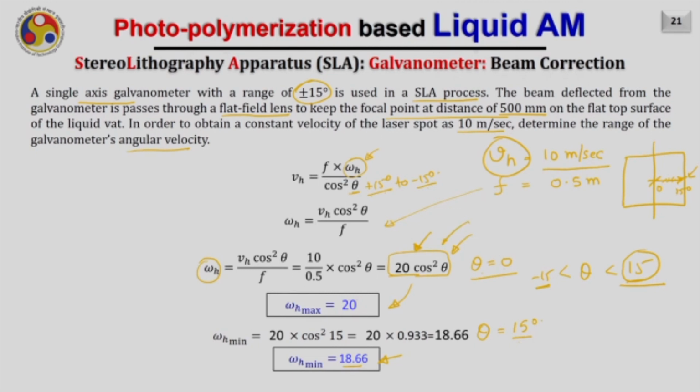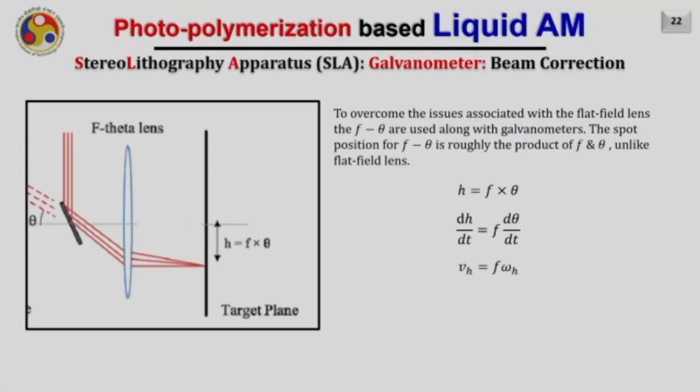So the task has become a bit difficult now. I cannot achieve a constant velocity if I use the constant omega h in this case. So what is the solution? The solution is I need such a lens which can give me the focal point at f into theta instead of f into tan theta, and such lenses are called f theta lenses. So to overcome the issues associated with flat field lens, the f theta lenses are used along with galvanometers.